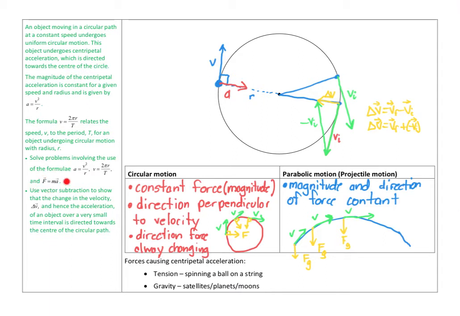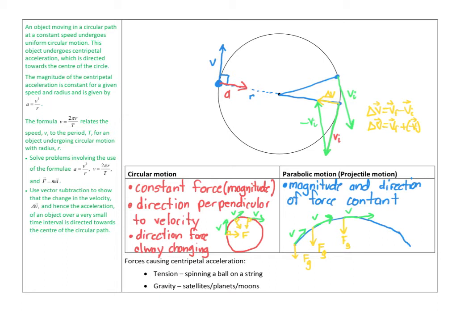It talks here about the force. So what forces can cause this acceleration that leads to circular motion? Well, probably the easiest one to picture is the tension force, where we're spinning a ball or something on a string. So it's actually tension within that string that provides that force to keep the ball in that circular motion, accelerating towards the centre.